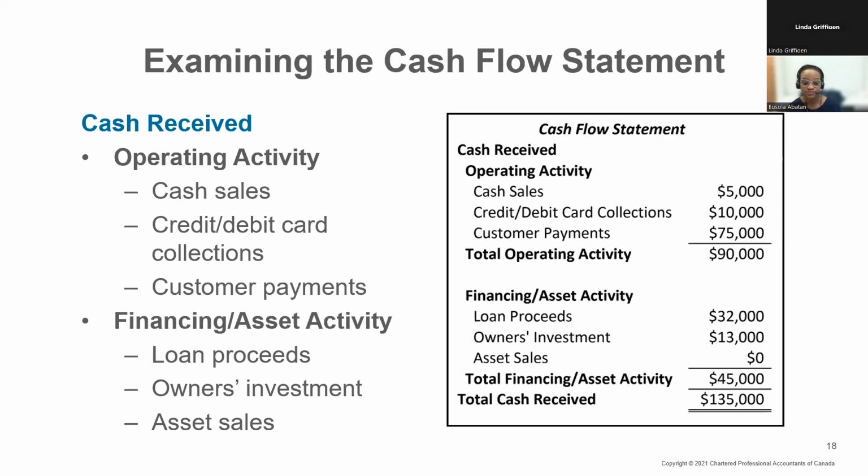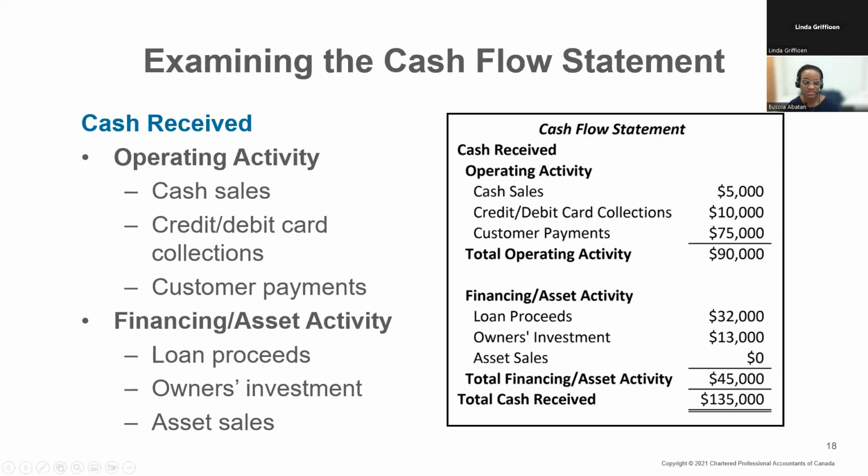Financing and asset activity cash flow are infrequent. They don't happen often, and they can generate cash for the business. For instance, a business might take out a loan to purchase a piece of equipment, and the loan proceeds would show as a financing activity. In this case, it's $32,000.